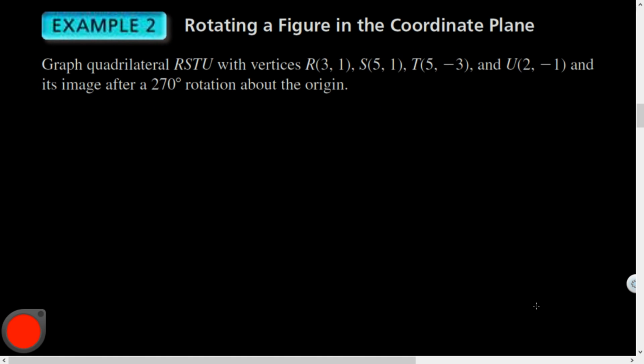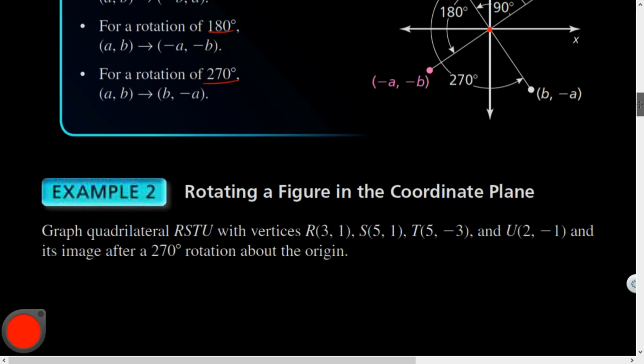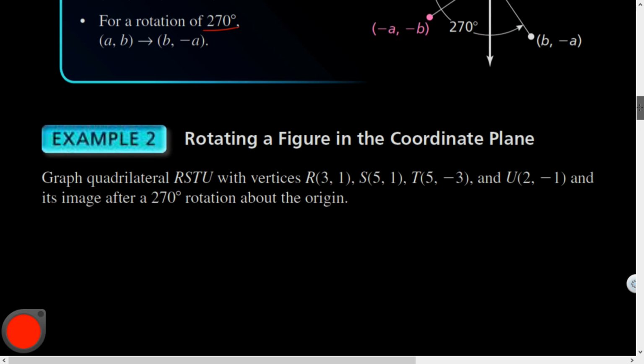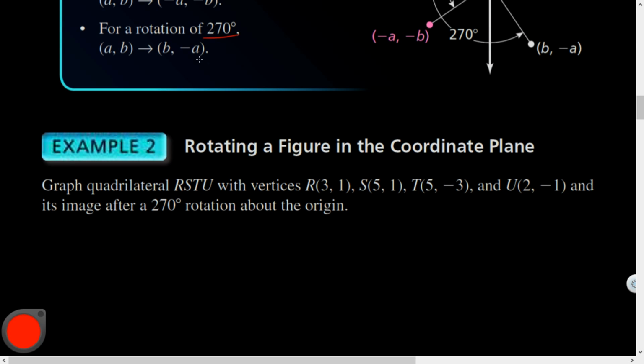Rotating a figure about the coordinate plane. Graph the quadrilateral and rotate it. So let's see, quadrilateral RSTU with those vertices and rotate it 270 degrees. I could do this all graphically, but let's try using our new little property. Let's see if we can use this property up here.